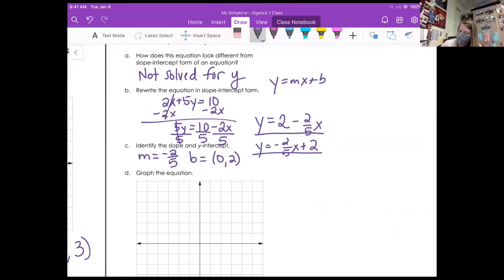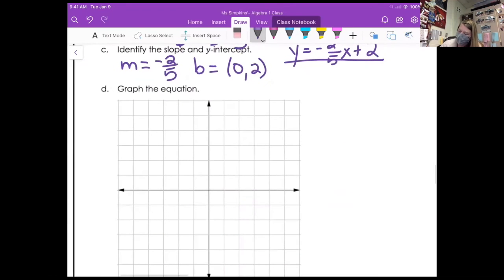All right, let's go ahead and graph. Remember, when we graph, we want to start at our y-intercept, (0, 2). My slope says -2/5. So am I going to go up or down? Down 2, right, 1, 2, 3, 4, 5.